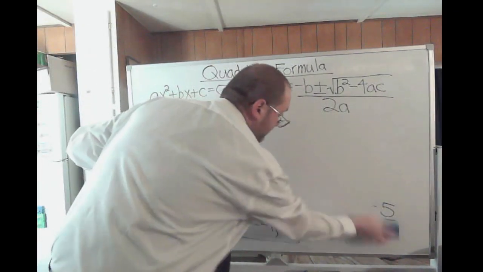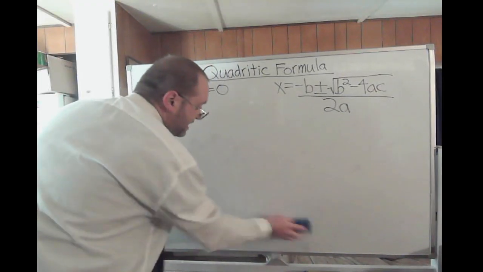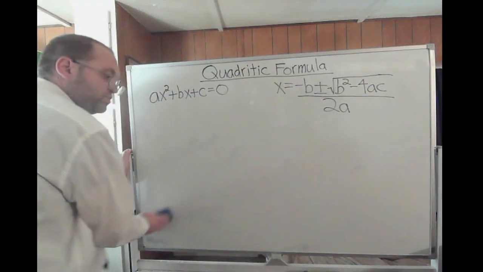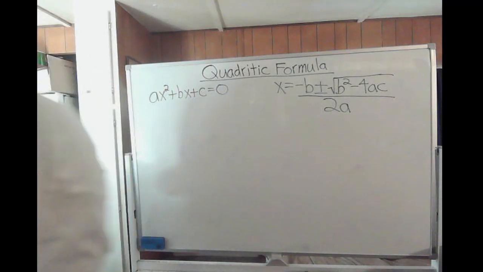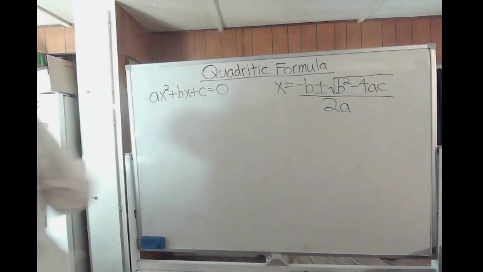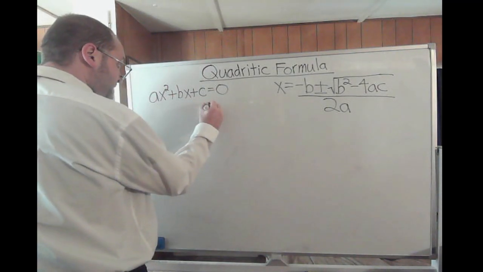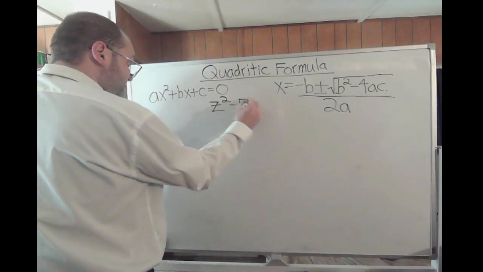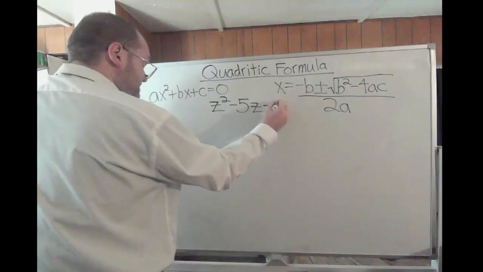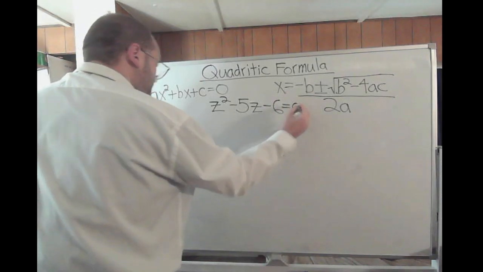Now, if you would have kept the original equation and not factored out, you would have got the same results. You just would have worked with some bigger numbers. And again, why do that to yourself if you don't have to? Let's see. We got z squared minus 5z minus 6 is equal to 0.